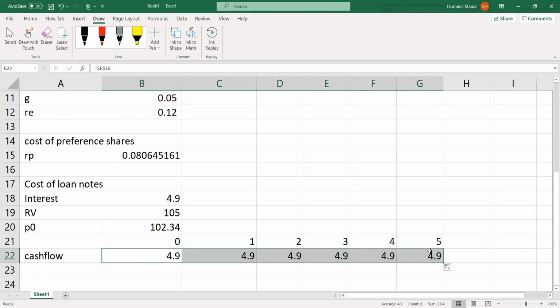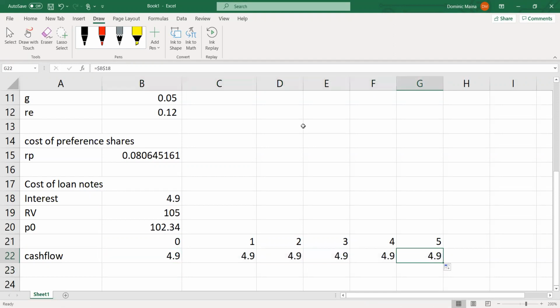Then in the final year, don't forget in year 5, you're also going to redeem. The redemption also occurs. So in year 5, over and above the 4.9, you get the redemption, which you have just obtained to be equal to 105. And that gives what should be the terminal cash flow, which is the interest 4.9 plus the 105.